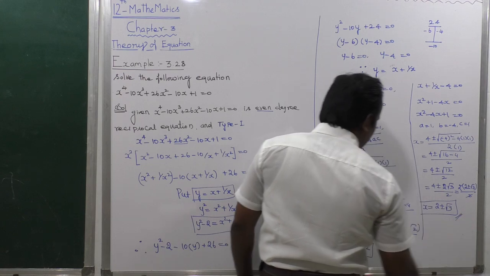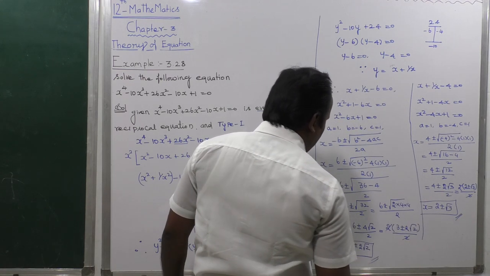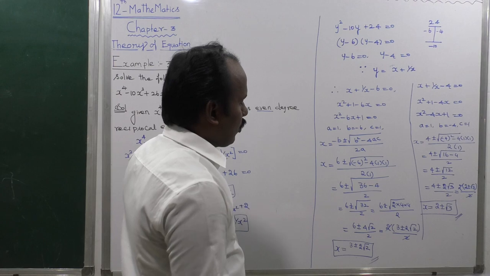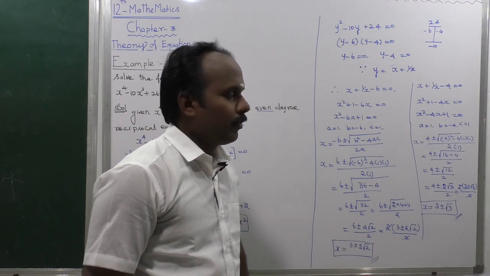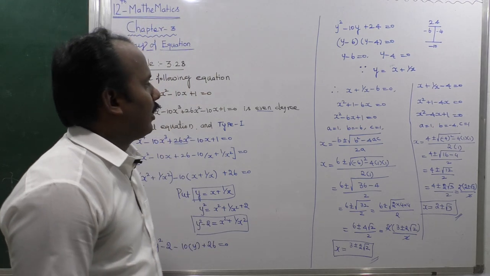The roots of the equation are: from the first equation, x = 3 ± 2√2, and from the second equation, x = 2 ± √3. That's all.